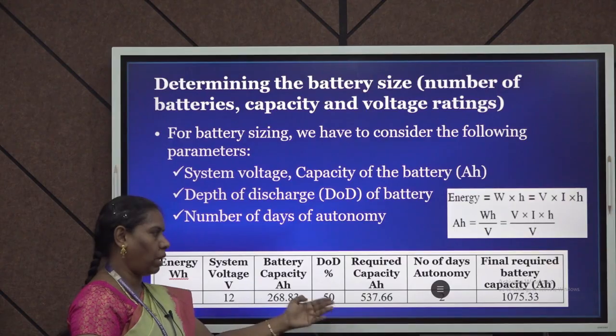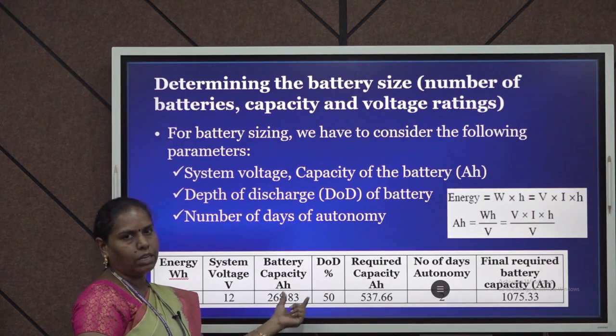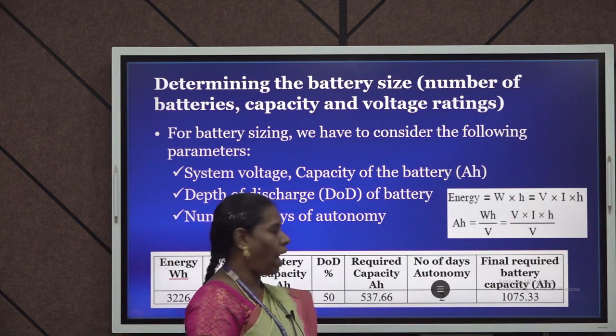Then what about the battery capacity? We have to multiply the battery capacity by the depth of discharge. So the value is 537.66 amp hour.